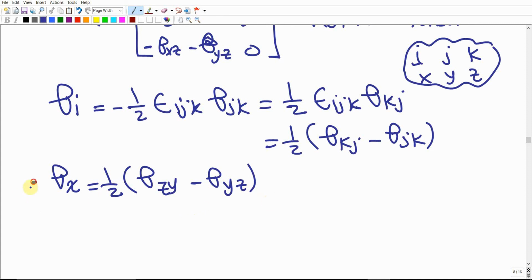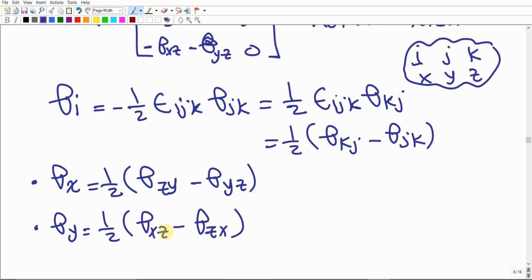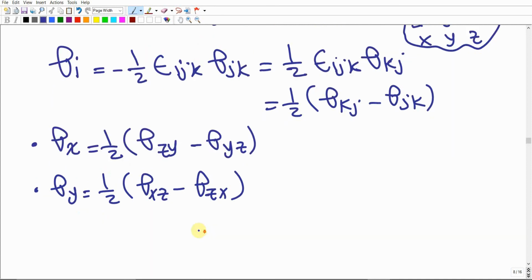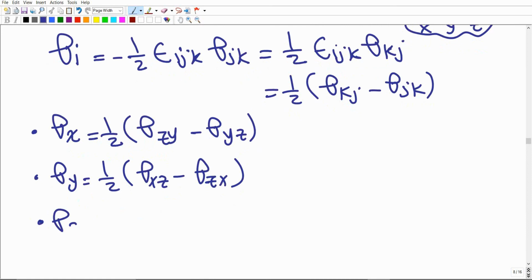The same thing here, for theta y, it's going to be 1 over 2 theta. What comes after y should be z, so it should be theta z x negative theta x z. You got it? This is how we can write this one. The theta z, which is rotation about the z axis, is going to be 1 over 2 theta, what comes after z x, so it's x y, and we're going to have here y x. These are the components of the rotation vector.